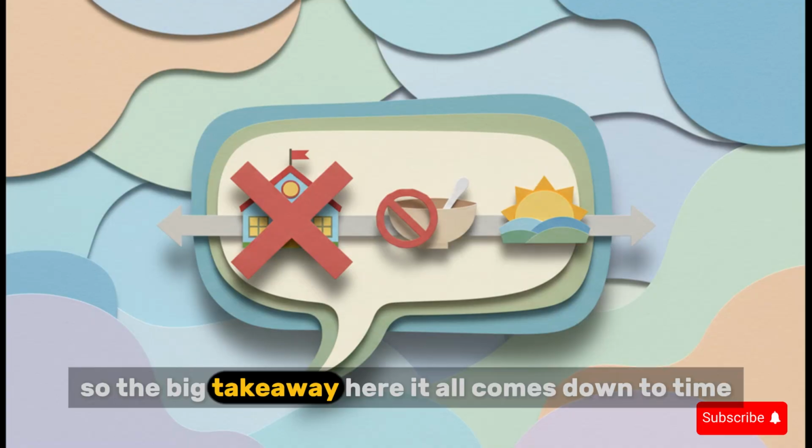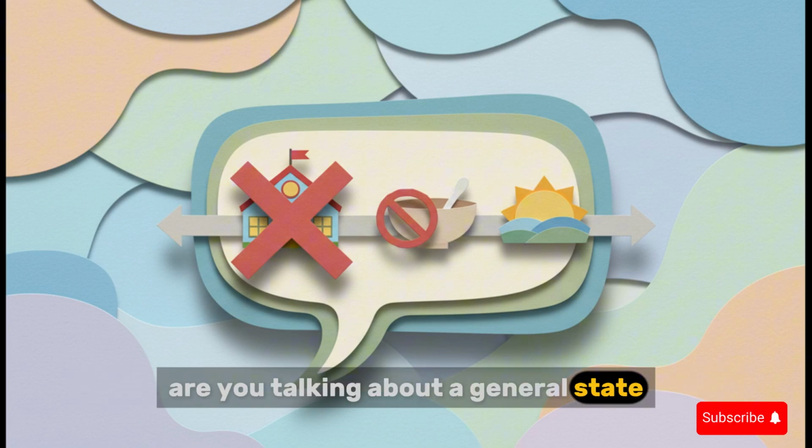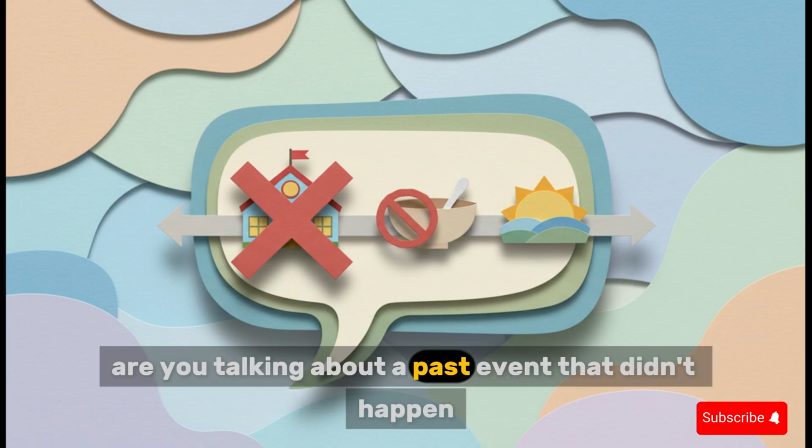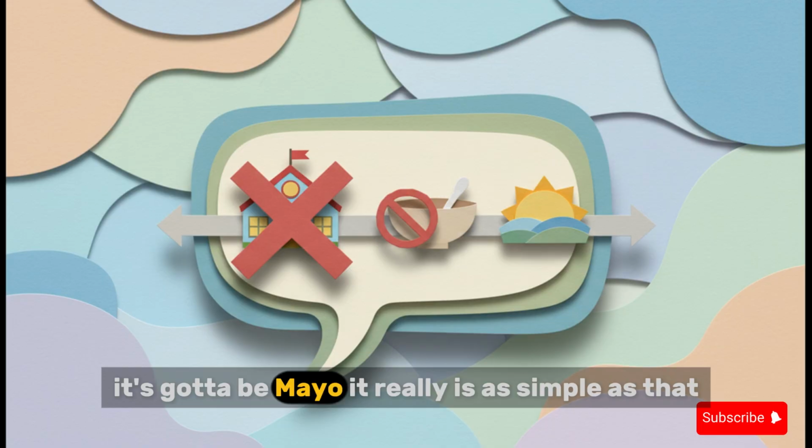So the big takeaway here, it all comes down to time. Are you talking about a general state, a habit, or a future plan? Use bu. Are you talking about a past event that didn't happen? It's got to be meiyou. It really is as simple as that.